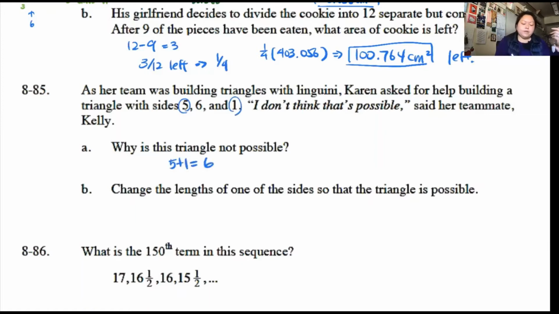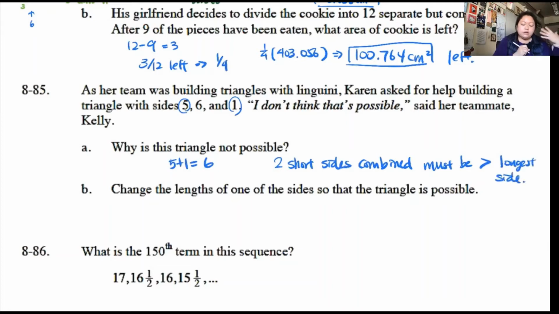You have to be greater than. The two short sides combined, added up, must be greater than the longest side. Okay, change the length of one side so the triangle is possible. So a simple change of making this one a 2, because then you get 5 plus 2 is greater than 6. So change the 1 to 2. Or you can change the 5 to 6. As long as you add more to these two sides, even 0.5 will help, right? So even a little tiny bit will help. You just need to be greater than 6, okay?